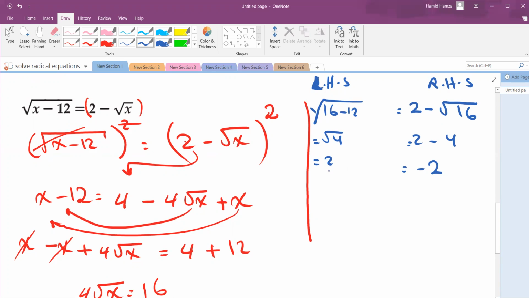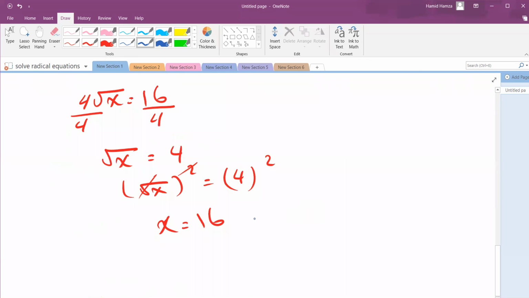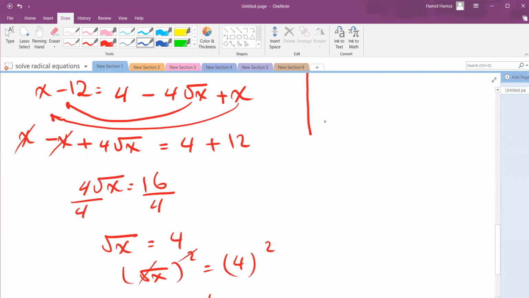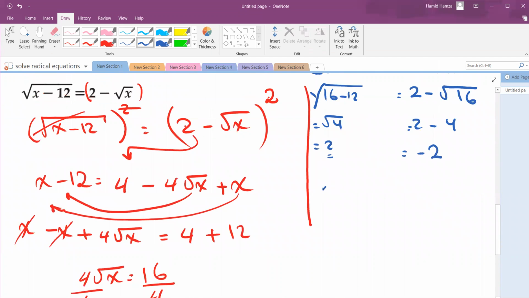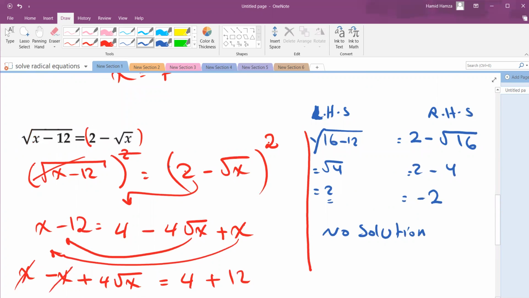The left-hand side gives me 2. The right-hand side gives me negative 2. So the solution will be refused. The solution will be refused, guys. So the equation has no solution. So again, you must check your answer after you get the solution.